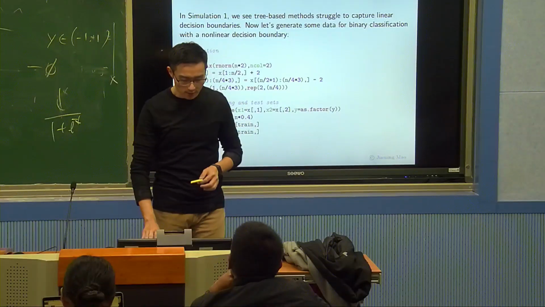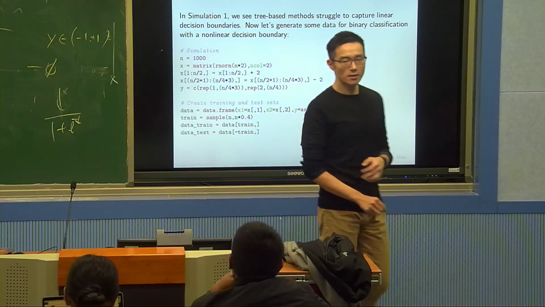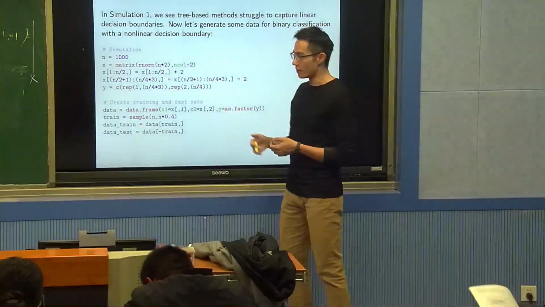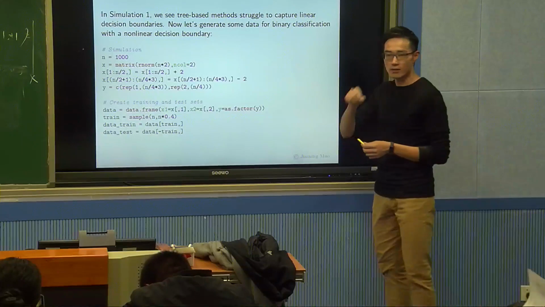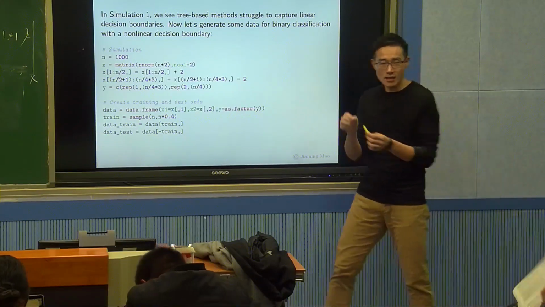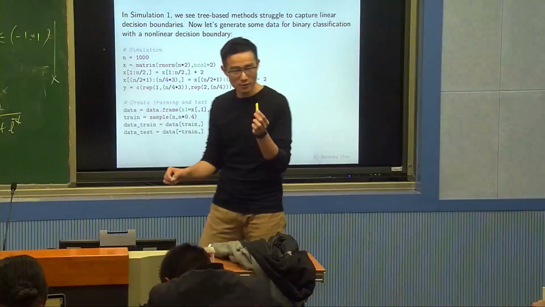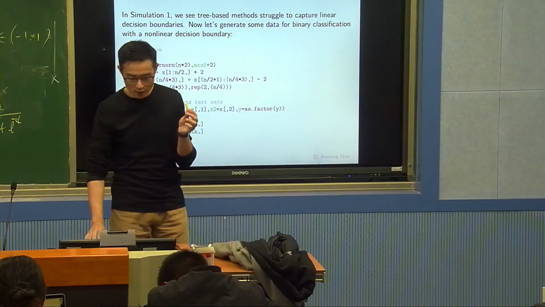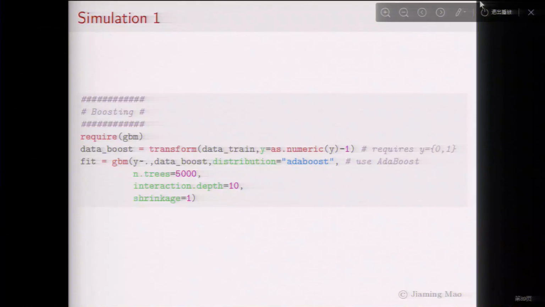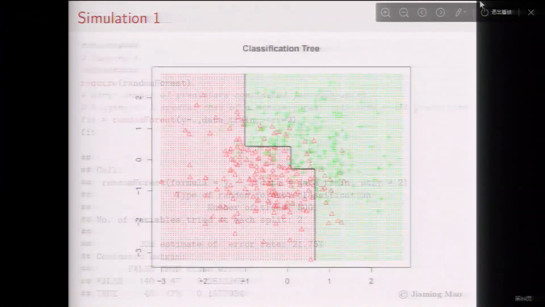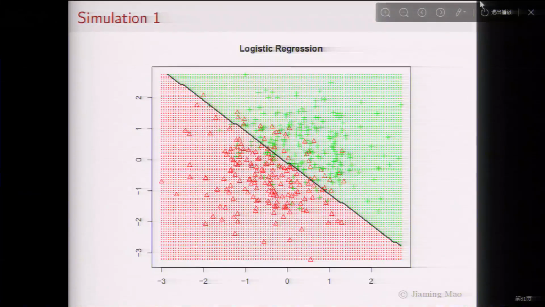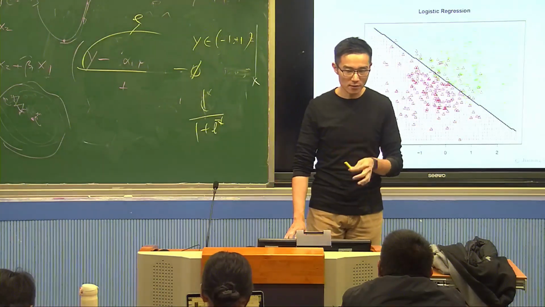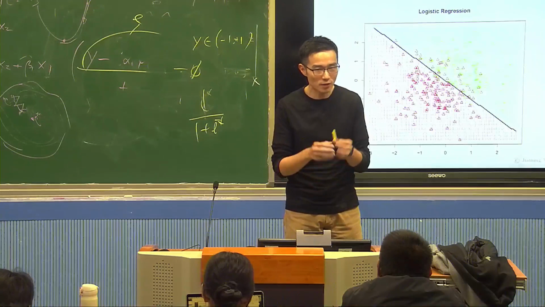Let's take a look at simulation 2. In simulation 1, we tried to use tree-based methods to capture a linear decision boundary. Like I said, the linear decision boundary is very hard to capture because trees do not capture simple linear relationships very well. You can use boosting, you can use bagging. None of them give you the true decision boundary, which is linear. So these methods struggle to capture the true linear relationship.